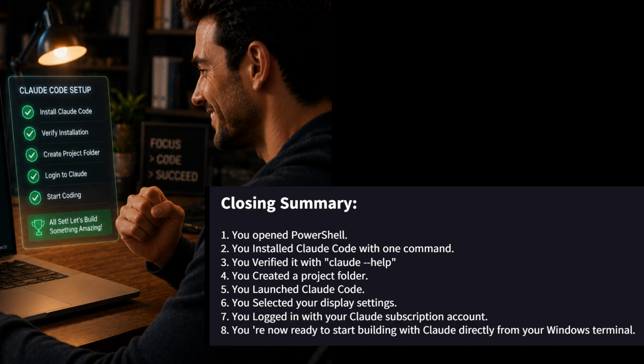Finally, a closing summary. 1. You opened PowerShell. 2. You installed Claude Code with one command. 3. You verified it with claude help. 4. You created a project folder. 5. Launched Claude Code. 6. You selected your display settings. 7. You logged in with your Claude subscription account. 8. You are now ready to start building with Claude directly from your Windows terminal.